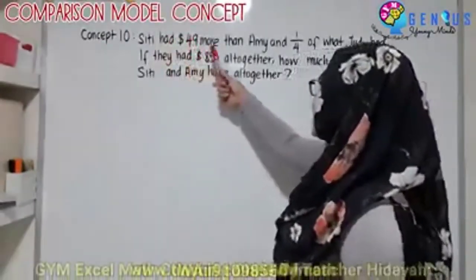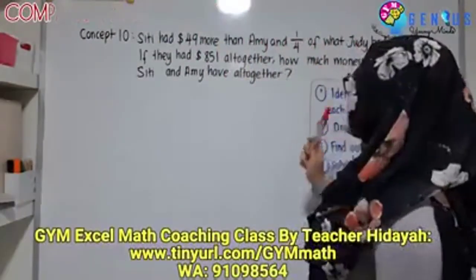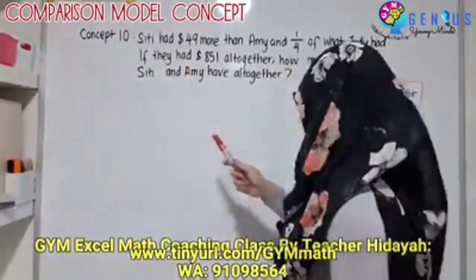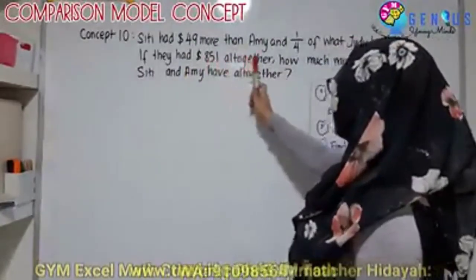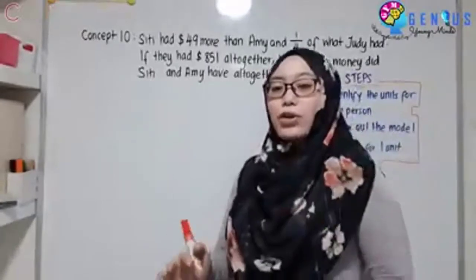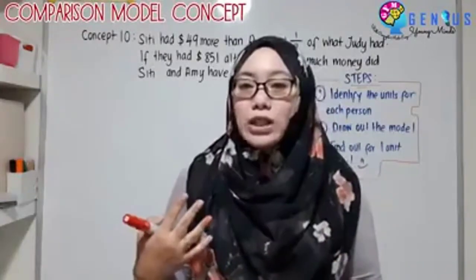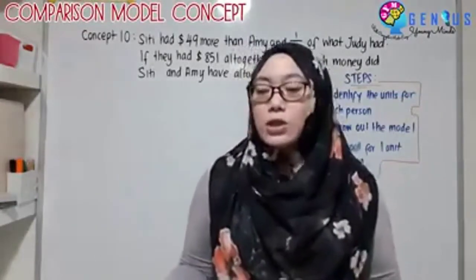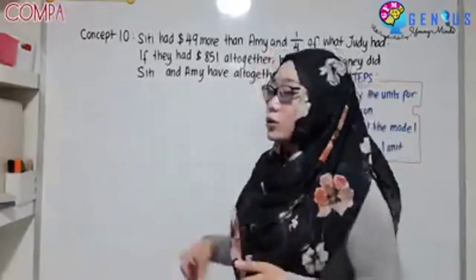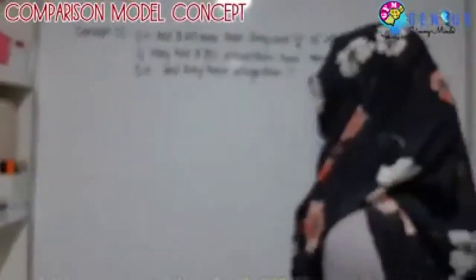Siti had $49 more than Amy and 1/4 of what Judy had, which means for this 1/4, I'm still talking about Siti. If they had 851 altogether, how much money did Siti and Amy have altogether? Quite straightforward. But if your child is unable to identify the units for each person in the story, he or she is going to use the wrong method or model to draw for this sum. So identify the units for each person. That's what we're going to do.